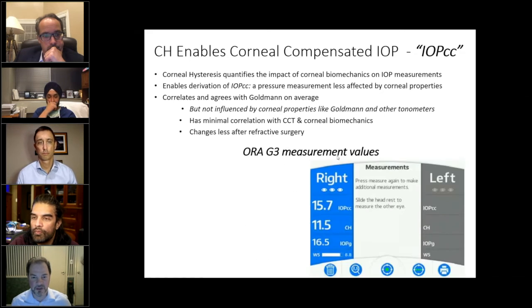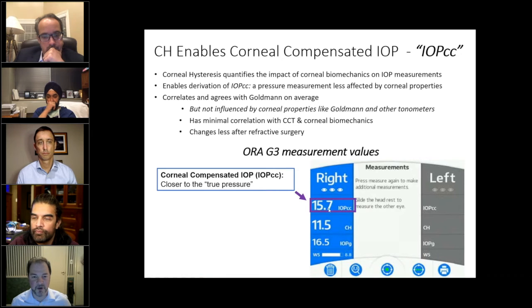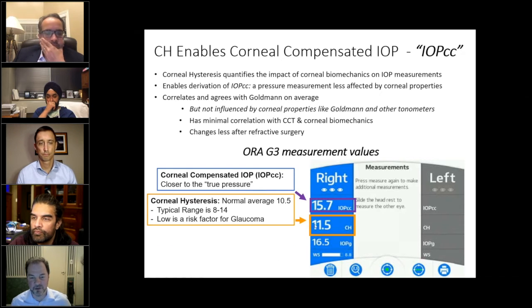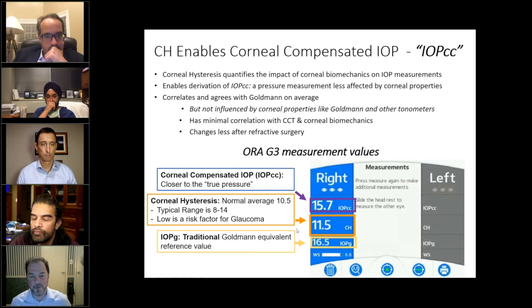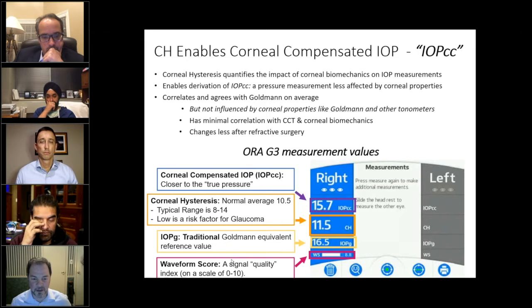The way the information looks on the measurement screen of the instrument, you have your IOPcc that I just described here at the top, the corneal hysteresis in the middle, the IOPg, which is a more traditional Goldman equivalent reference value so that you can appreciate maybe you've been over or underestimating the pressure in this patient's eye all along. And then a bit of a quality indicator like a signal strength indicator called the Waveform Score, which is on a scale of 0 to 10.